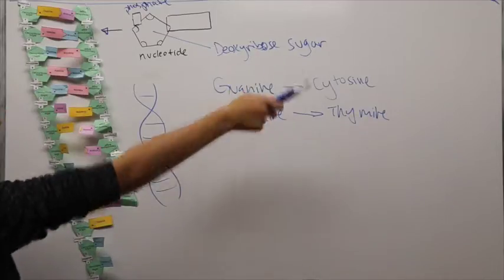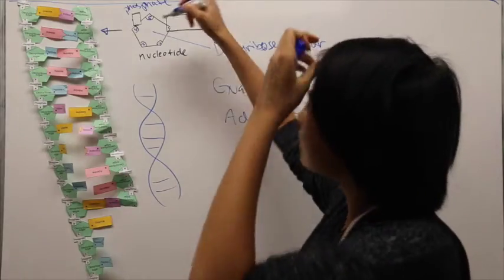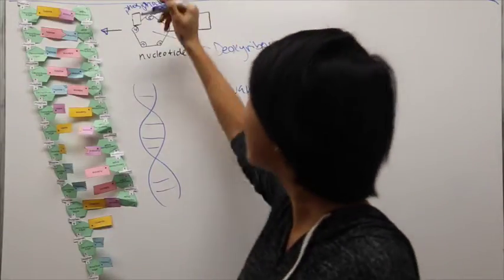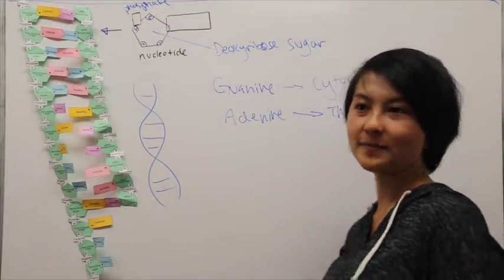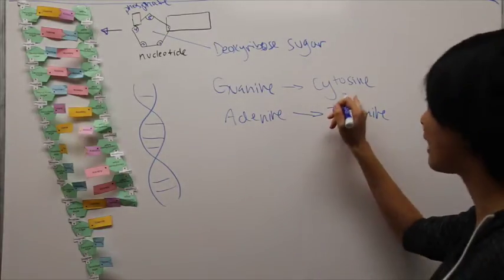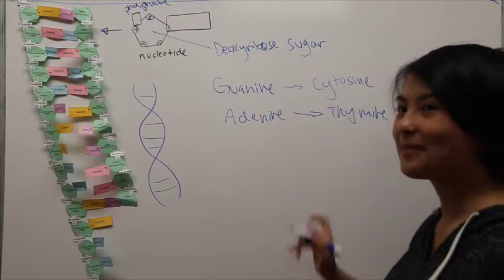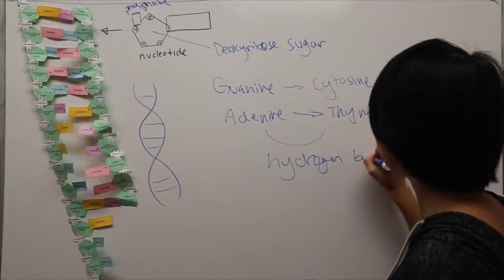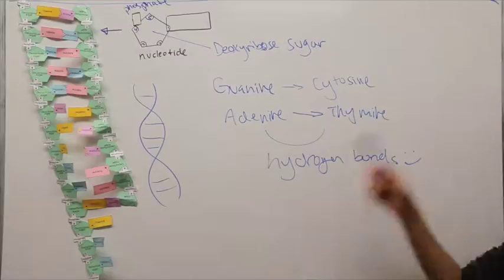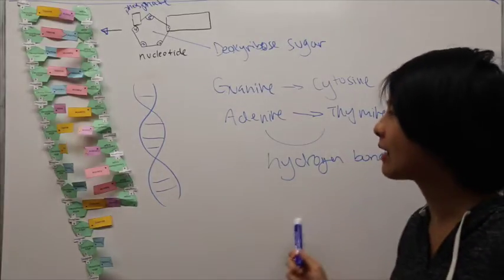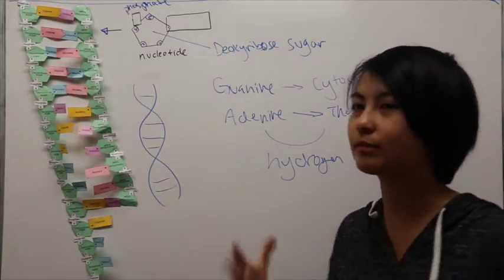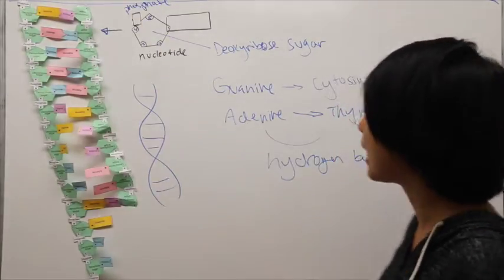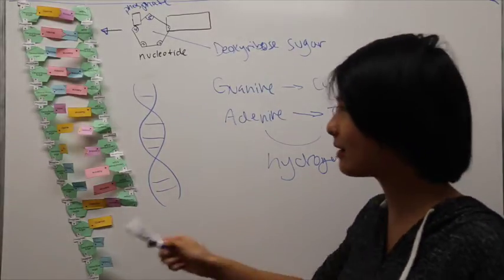Now back to the deoxyribose sugar. There are 5 carbons. The bond that connects phosphate with the deoxyribose sugar is called a phosphodiester bond. The bond that connects guanine and cytosine and adenine and thymine are hydrogen bonds. Connected by hydrogen bonds, and this is important because hydrogen bonds are weaker and easier to break apart, and this is important when you're doing DNA replication to be able to split this apart, for the helicase to be able to split this apart.